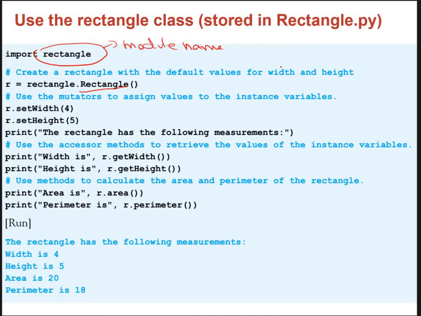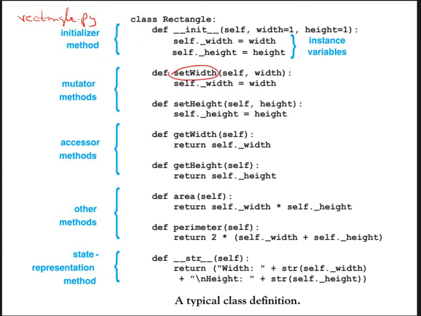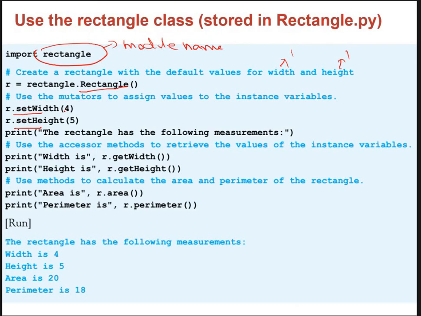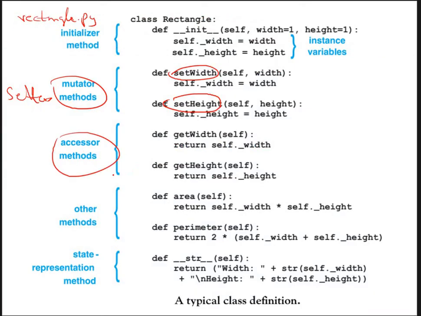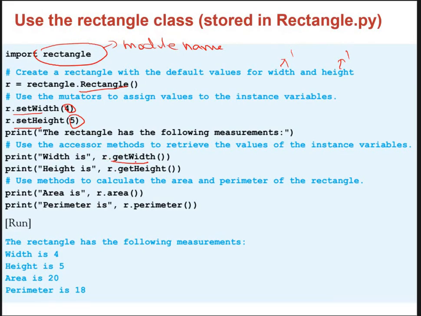So if you use empty parentheses, then the width would be 1 and height would be 1, right? But if you want to change that, you're going to use the set width method and the set height method. So these are the setters again that you're using to set the width to 4 and the height to 5, and then you can use the getters, right? Again, these are the getters, and so you can use dot get width and dot get height to get the height of the rectangle.